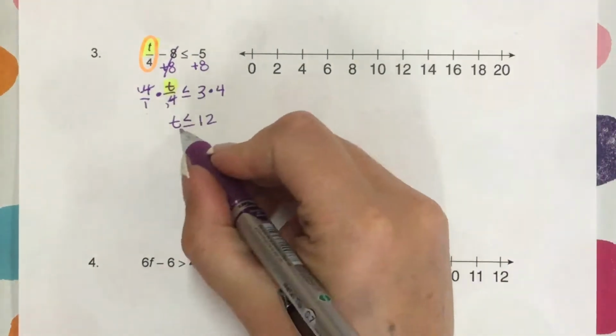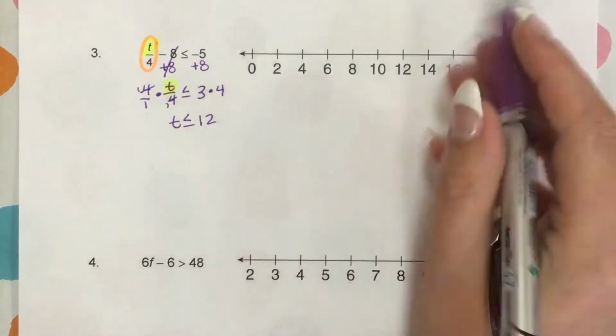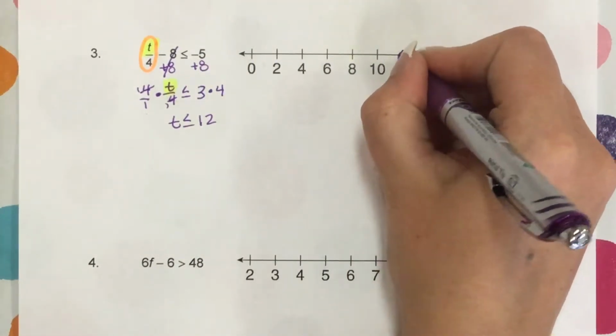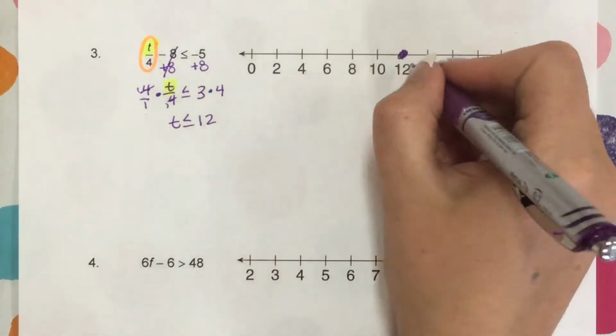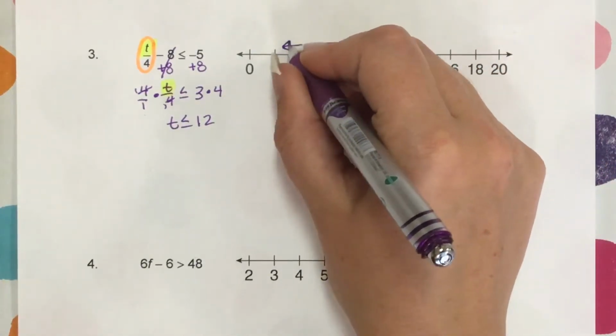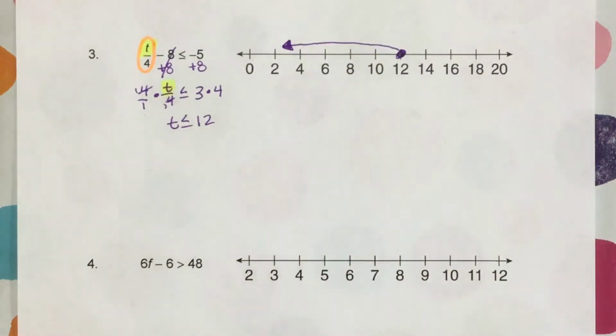Okay, here we go. So t is less than or equal to 12. So here is 12. It includes 12, so it's going to be a closed circle. And t is less than or equal to 12, so it's going to go this way, like this. So that's how you do it.